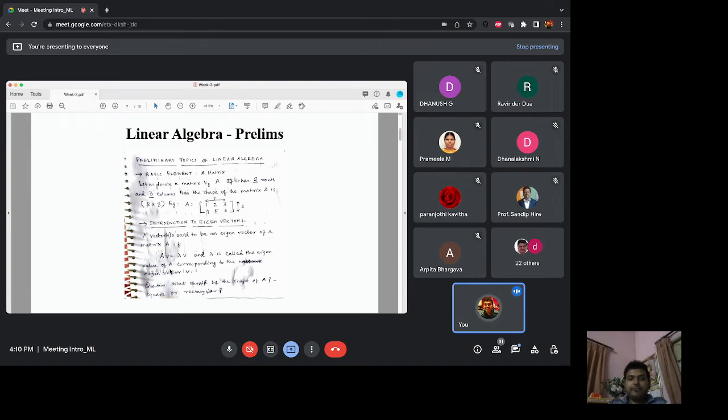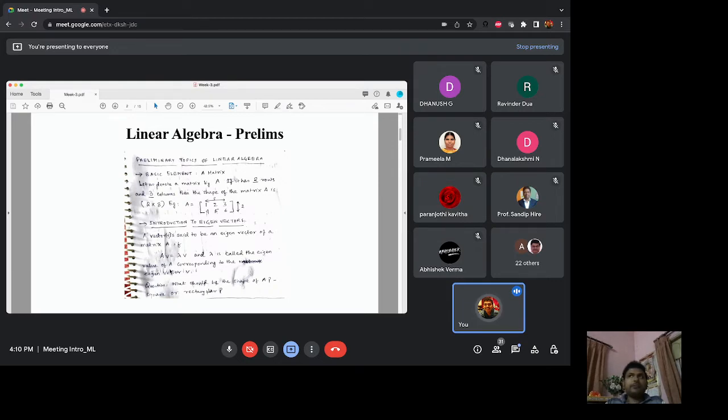What is the dimension of V in this case? As I said, 3 by 1. So lambda V: lambda is a scalar, so the dimension of lambda V is 3 by 1 only. So the left hand side has a dimension of 2 cross 1, and the right hand side has a dimension of 3 cross 1.